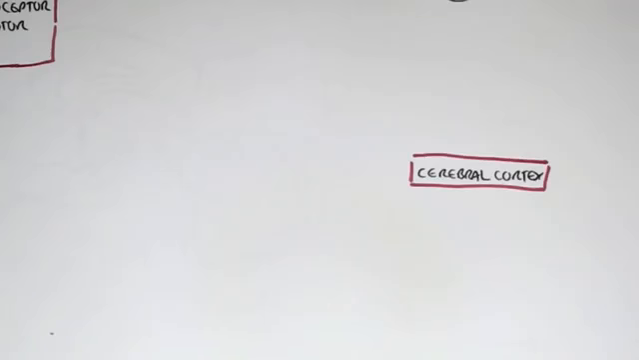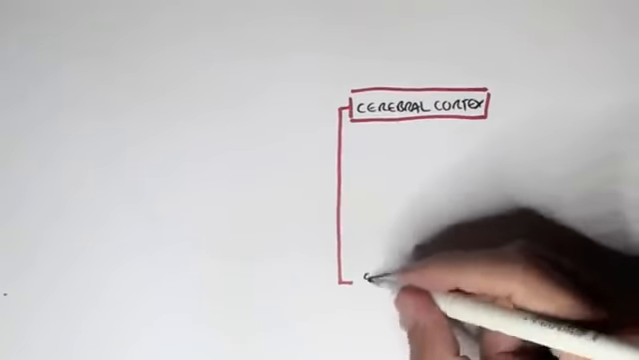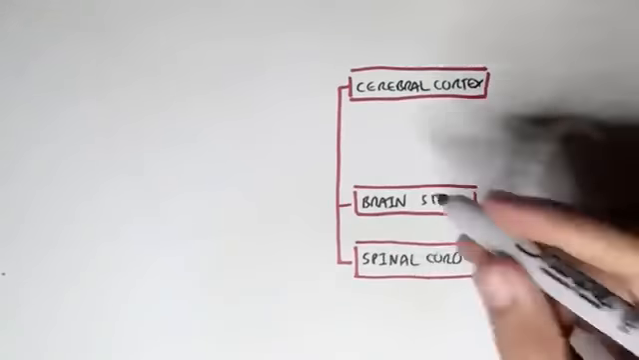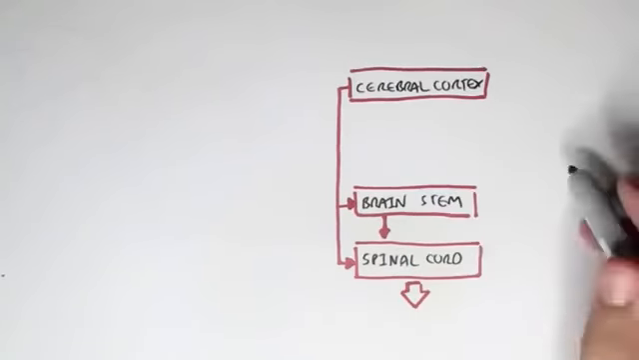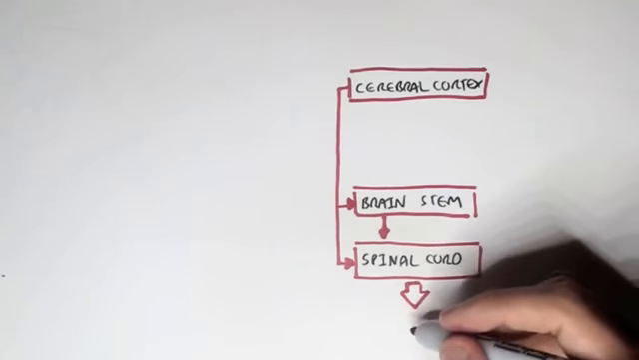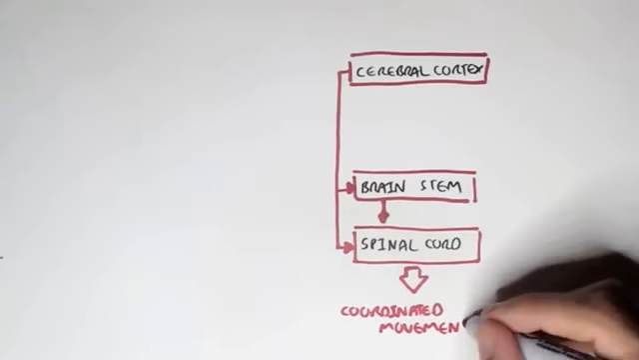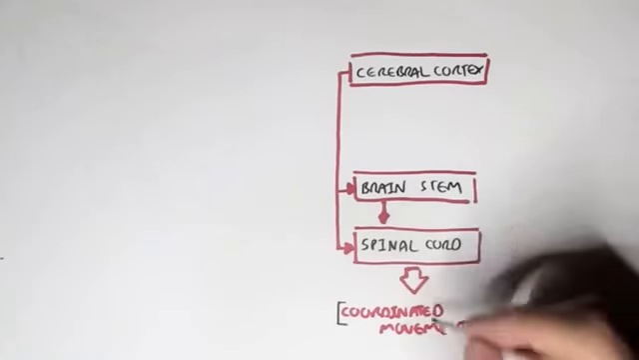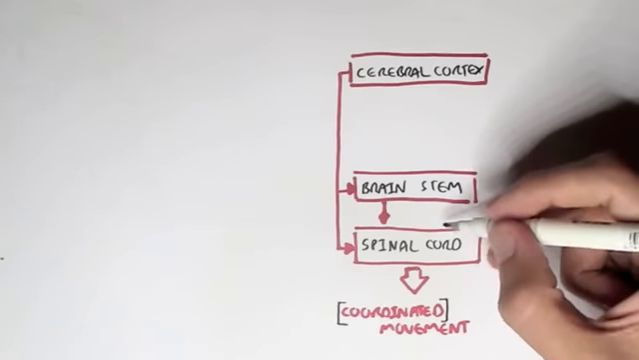So if here is our cerebral cortex, the one that's actually going to send the motor signals, it will send the signal to the brainstem and the spinal cord. And from the brainstem, it will pass on to the spinal cord, and then it will go to the limbs or different parts of our body for a movement. I wrote here coordinated movements because the final output is a coordinated movement. But a coordinated movement cannot happen without the assistance of the cerebellum.